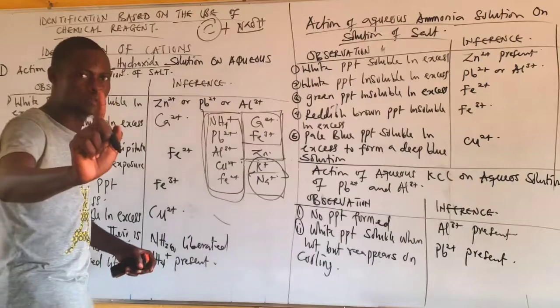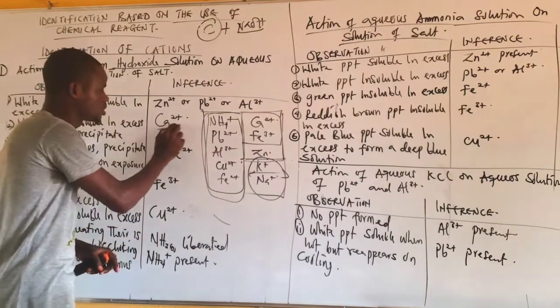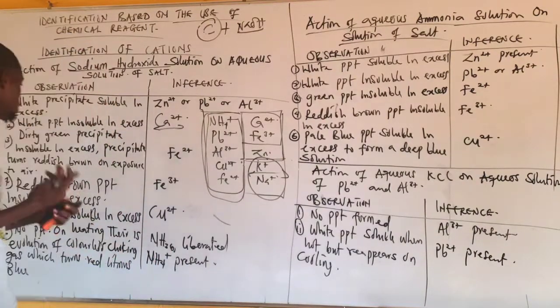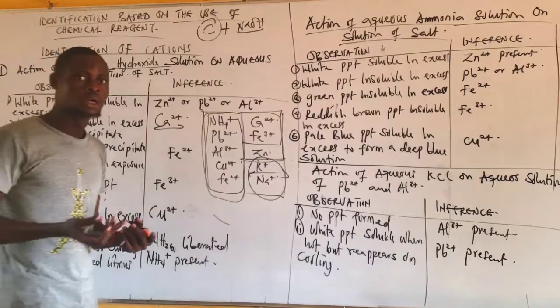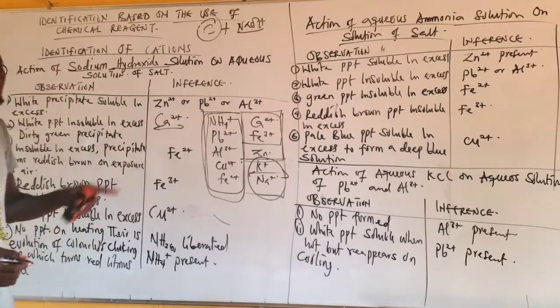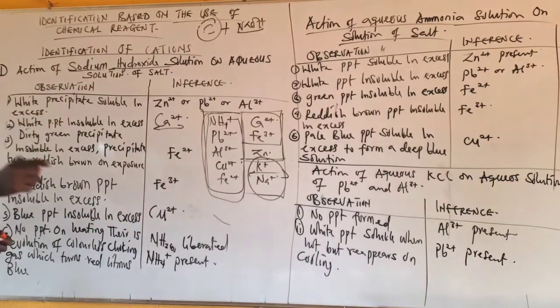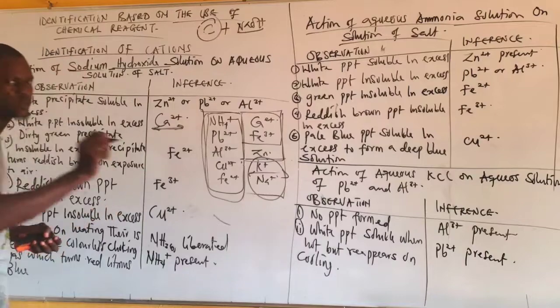There is only one salt, one cation that will be insoluble, which is calcium. Although there are some other ones that are insoluble. But calcium is insoluble. You can easily detect them by their property. You know, I said it forms a white PPT. Calcium will surely give you a white PPT.